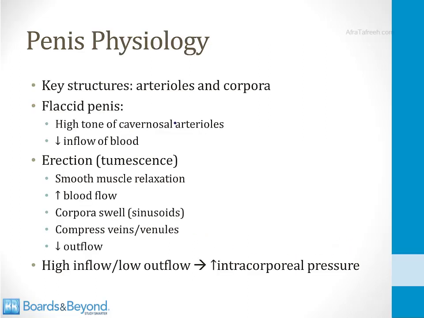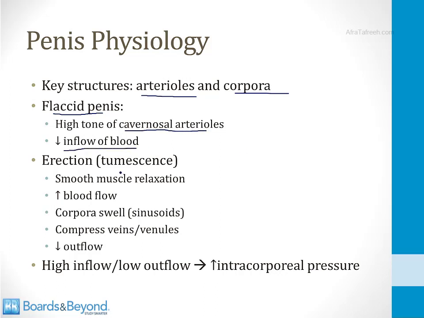Now let's talk about the physiology of the penis, and what you need to understand is how the penis becomes engorged to cause an erection and how the penis resolves that erection. And the key structures responsible for this are the arterioles and the corpora. The corpora are those three spongy tissue beds we talked about before that can swell with fluid to cause an erection. So when the penis is flaccid, there's high tone in the cavernosal arterioles. This is not allowing much blood to flow into the penis, and therefore the penis is flaccid.